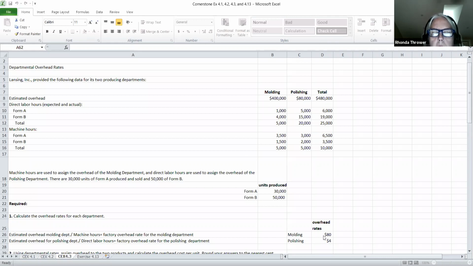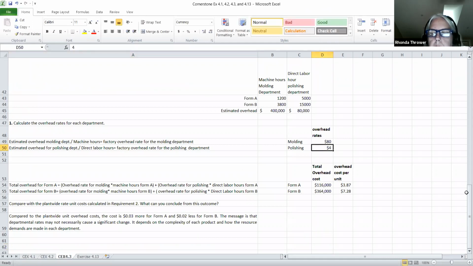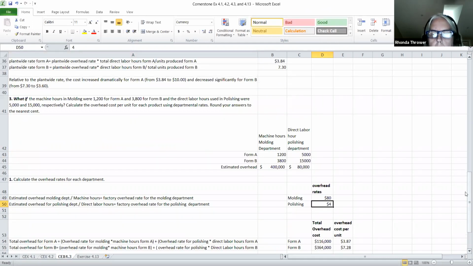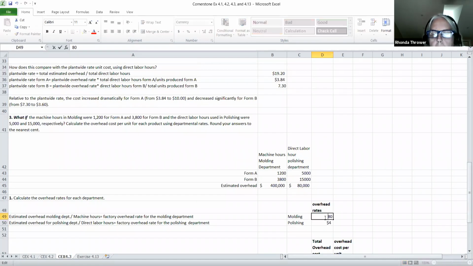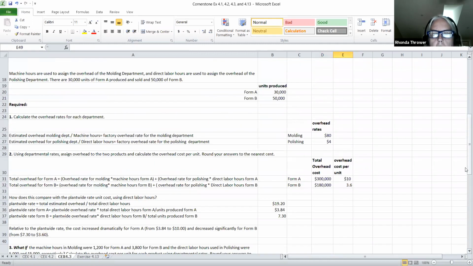So in the molding department, I don't know why that jumped around like that. I don't like it, but it did. For the molding department, what we did, it really jumped around, didn't it?